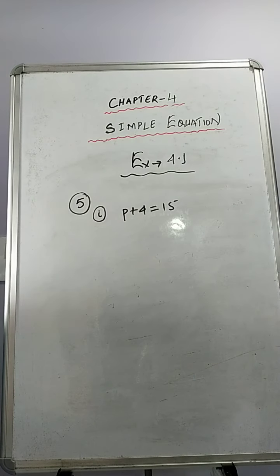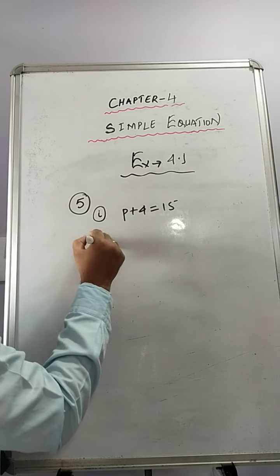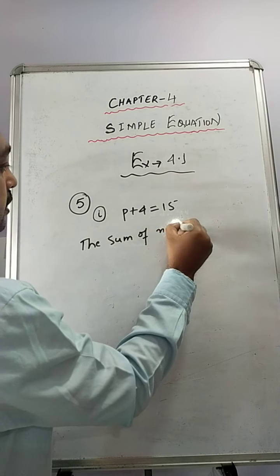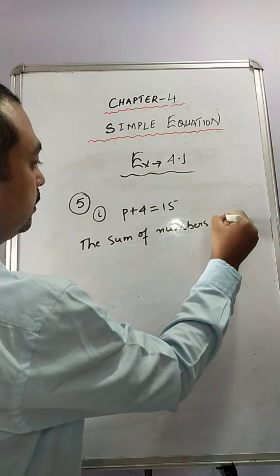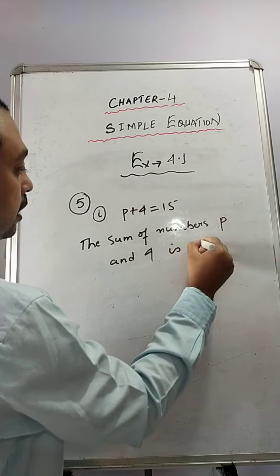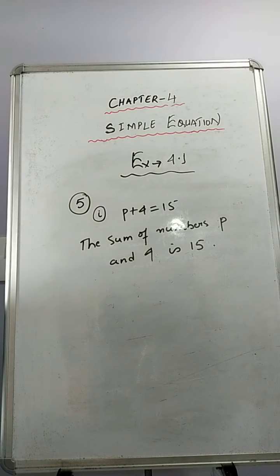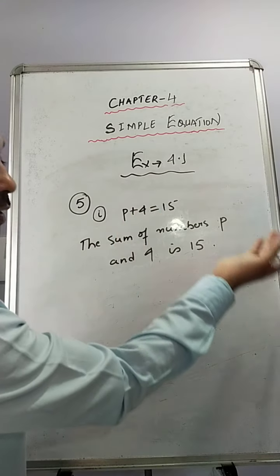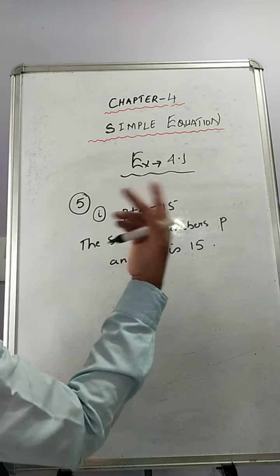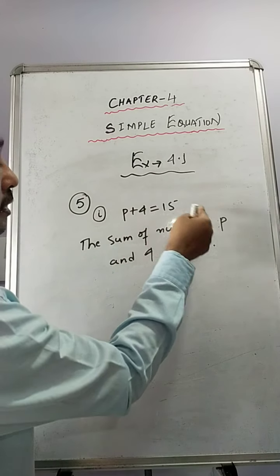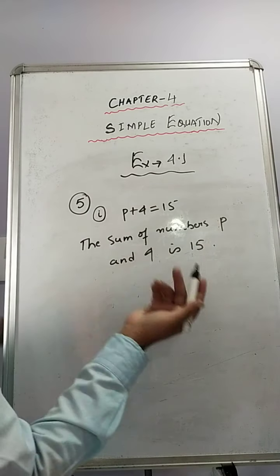So how to write it down? You will simply write the sum of numbers p and 4 is 15. As simple as this. Or you can write the result of p plus 4 is 15. Or you can also write when p is added to 4, the result is 15. In many ways you can write.